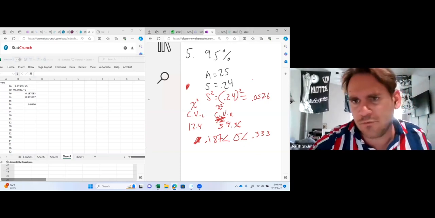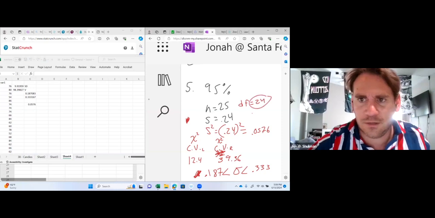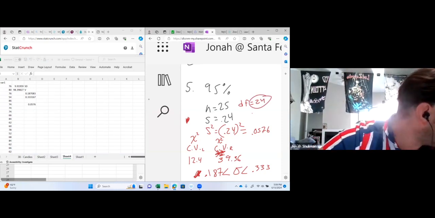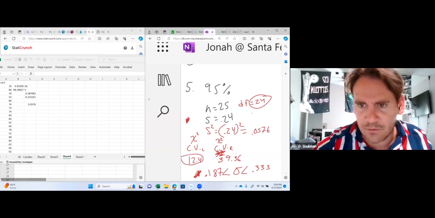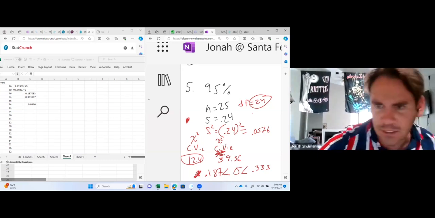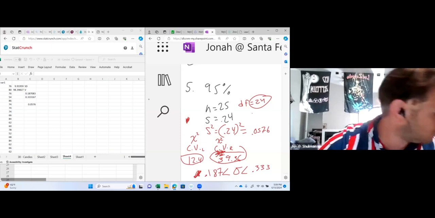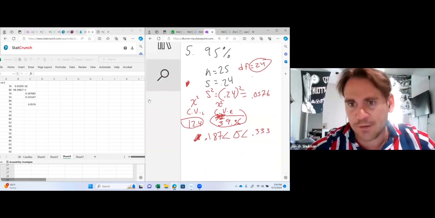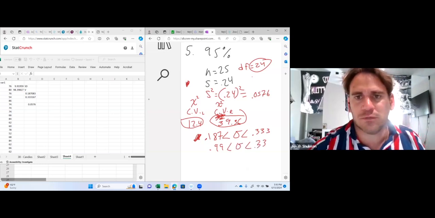So the degrees of freedom was 24. They say the left is 12.401. Yes, 12.4. They say the right is 39.36. Yes. And our values are 0.19 to 0.33. Sweet, we got the whole thing right. 0.33. Beautiful, beautiful. All right, let's go to number 9.